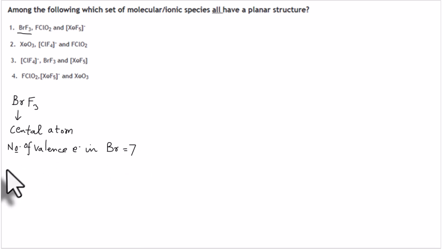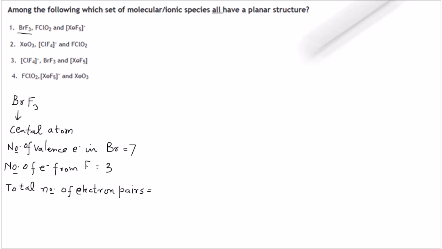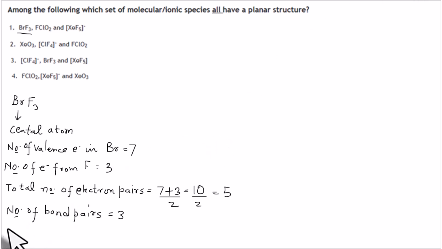Now how many electrons are obtained from the bonded atoms? We have 3 fluorine atoms, so we will get 3 electrons from fluorine. So how many total number of electron pairs do we have? We add up 7 plus 3, that gives us 10, divided by 2, so we have 5 total electron pairs. Now identify the number of bond pairs. We have 3 fluorine bonded to bromine, so we have 3 bond pairs. Now what about the number of lone pairs? Total number of electron pairs is 5 minus bond pairs 3, so we have 2 lone pairs.